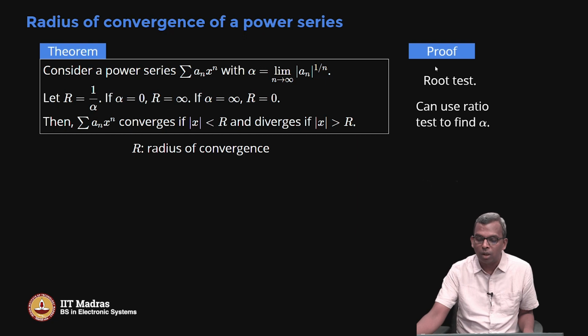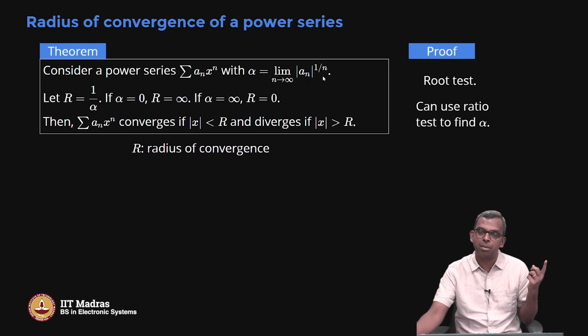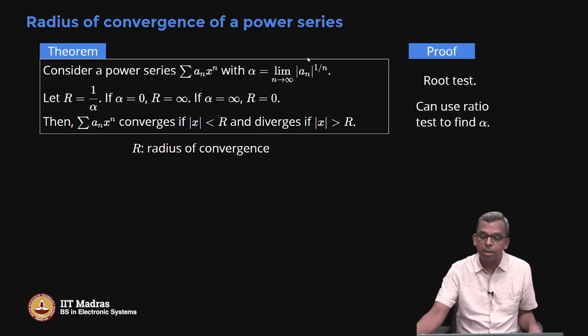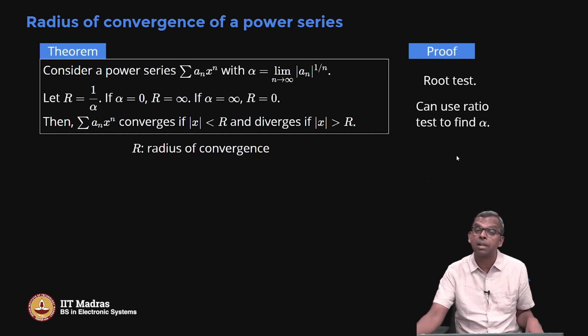Before I show you the proof, one thing I want to tell you: this alpha we can also find by the ratio test. We saw the limit connection between the ratio test and the root test. If the ratio test limit, limit as n tends to infinity of absolute value a n plus 1 divided by a n, also exists, then alpha is also equal to that. We know that is true, so we can use the ratio test also to find alpha. Even if you can't evaluate the root limit, you can evaluate it using the ratio test.